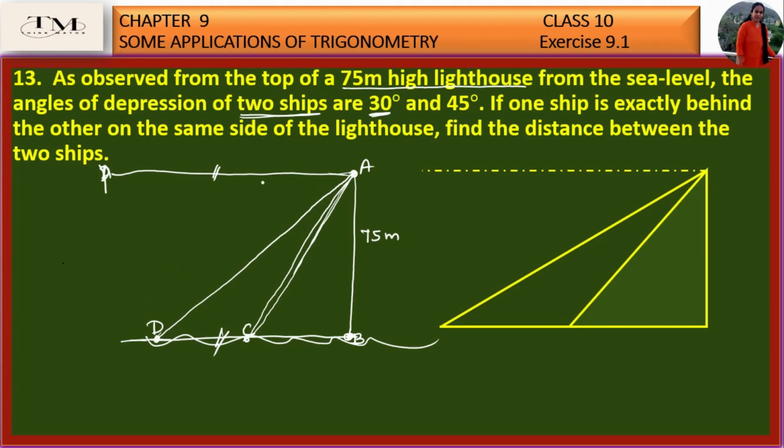So this angle PAD will be 30°, and PAC will be 45°. Then if you take alternate interior angles, PAD will be equal to angle ADB, which will be 30°, and PAC will be equal to 45°. By alternate interior angles being equal, we will get 30° here and 45° there.